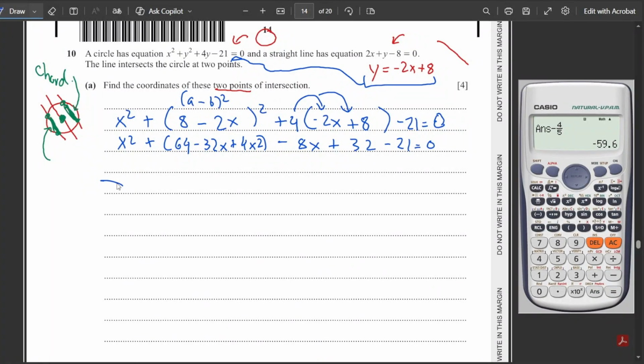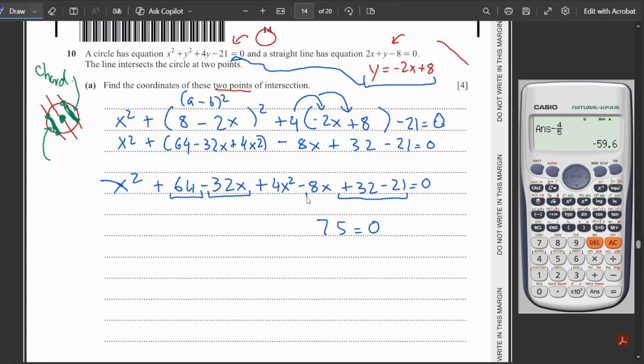Now let's open these brackets to simplify these things a little bit. So I have x squared plus 64 minus 32x plus 4x squared minus 8x plus 32 minus 21 equals 0. So what's plus 32 minus 21? That's basically going to give you positive 11. So you're going to get positive 11 from over here, and then here's another constant term. So you add 64 to that 11, that's 75. And then over here, we have this x term and this x term. So minus 32 minus 8 is going to be minus 40x. And then I have an x squared term over here, x squared term over here, so it's going to be 5x squared.